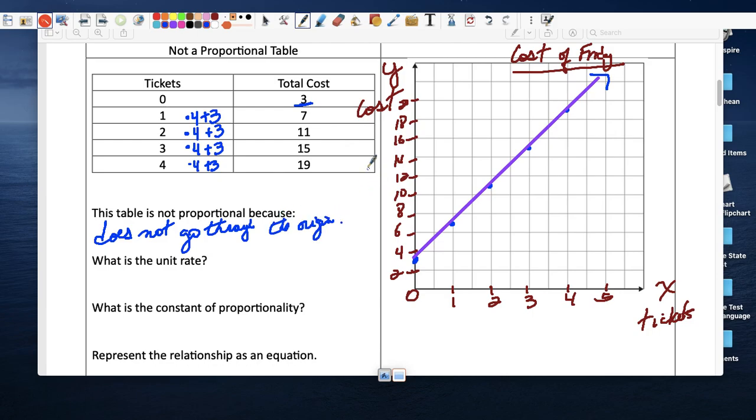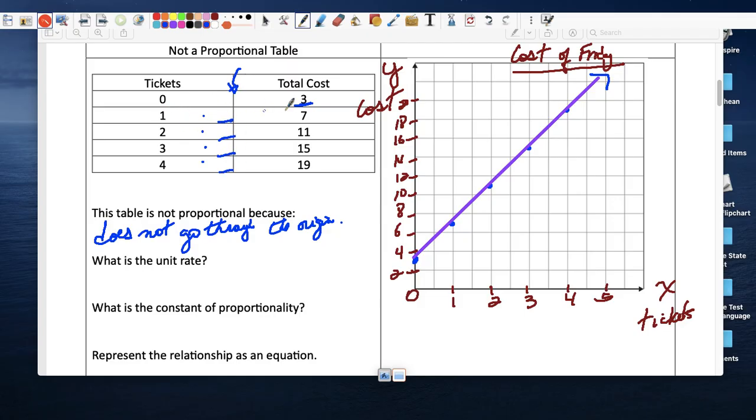Doesn't go through 0, 0. Doesn't mean it doesn't start 0, 0. Doesn't go through the origin. Is there a unit rate? So basically, if you think about it, am I multiplying all these numbers by the same constant of proportionality? It's the same number over and over and over.